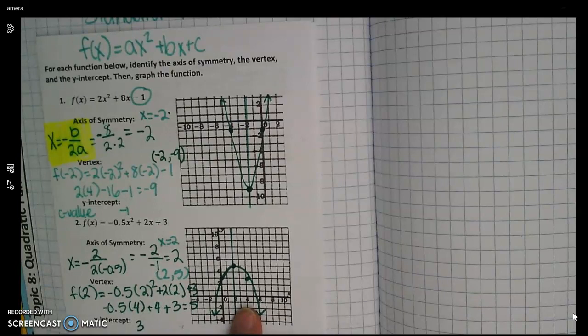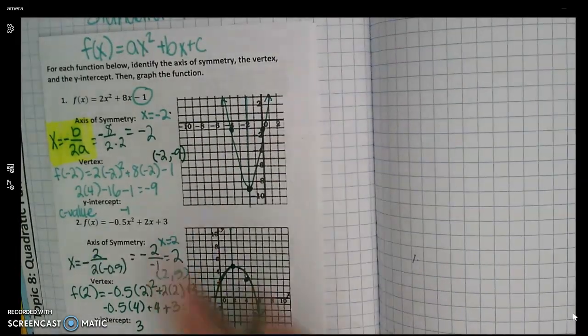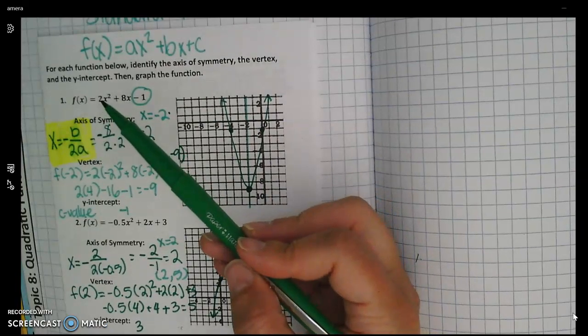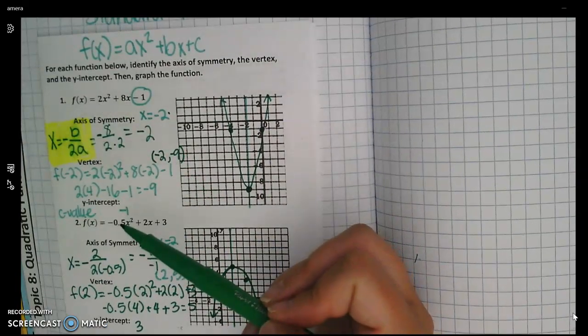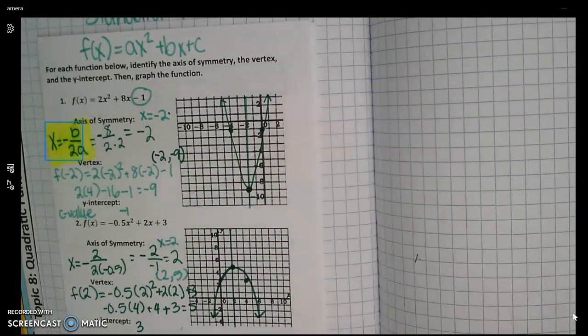Notice this parabola faces down, while this one opens upward. That has to do with that first a value. If it's negative, it opens down. If it's positive, it opens up.